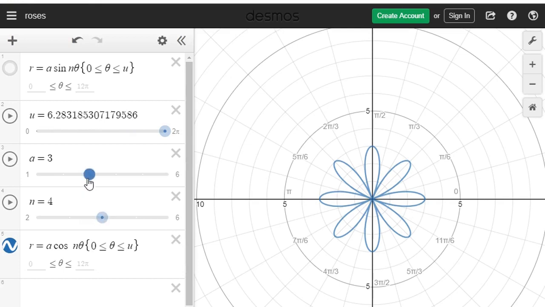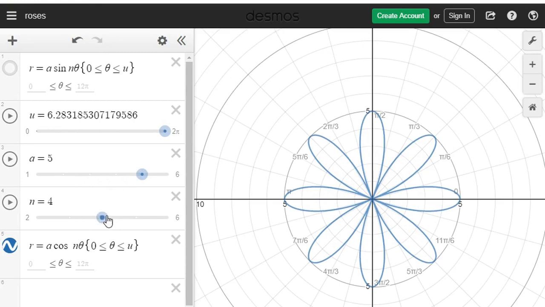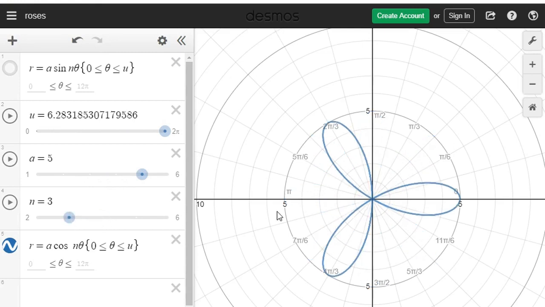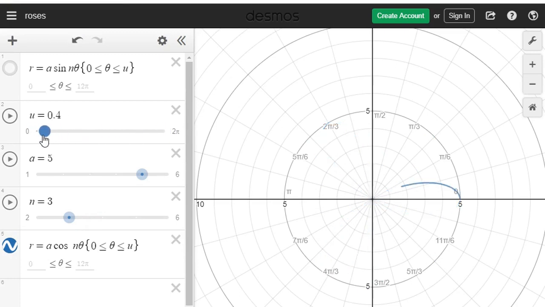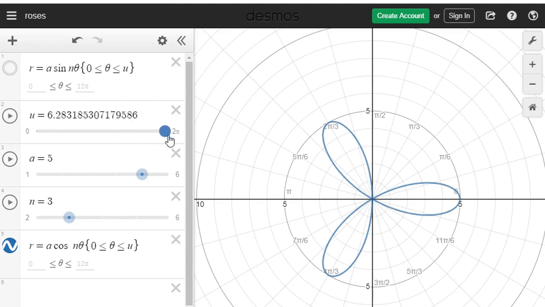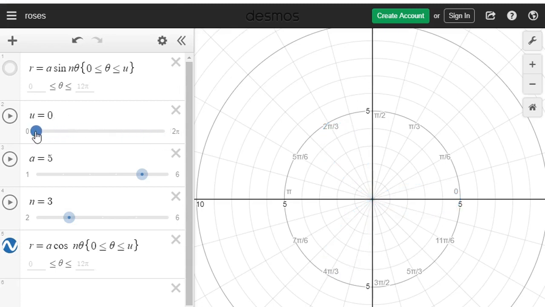Now if we go 5 cosine of 3 theta, notice there are only 3 rose petals, so that's kind of an important distinction, and we will make that distinction as we move along. But again, notice that the first one is symmetric about the x-axis. Oh, wait a minute. Notice that it completed its entire cycle by pi. So once we got to pi, it then just started repeating on top of itself. So that's important to notice.